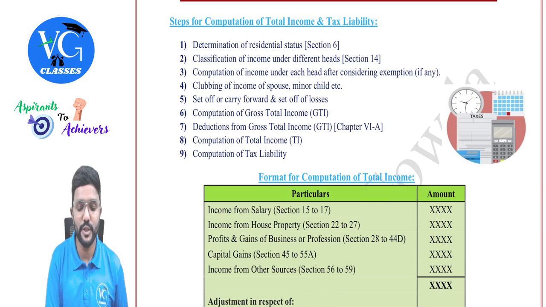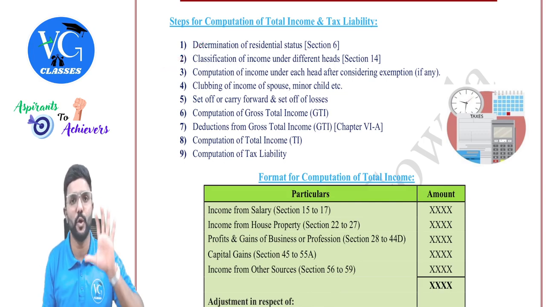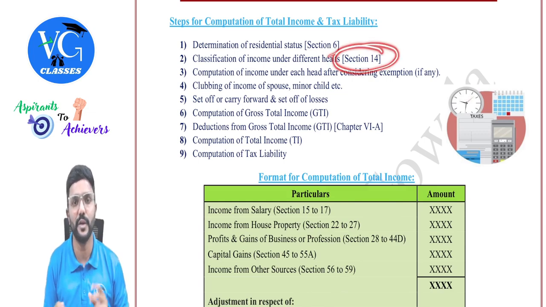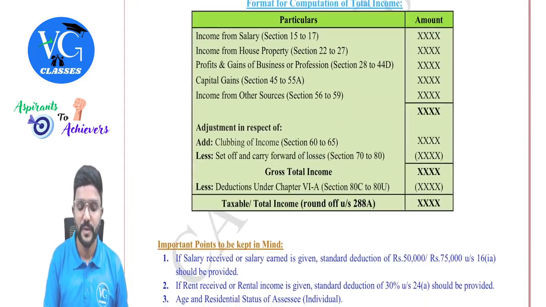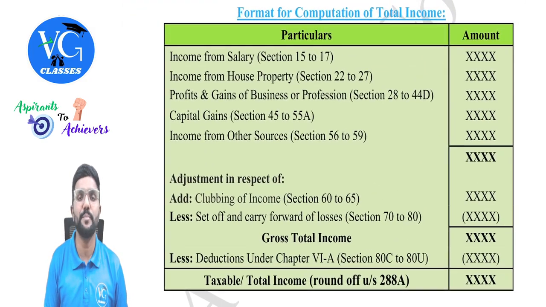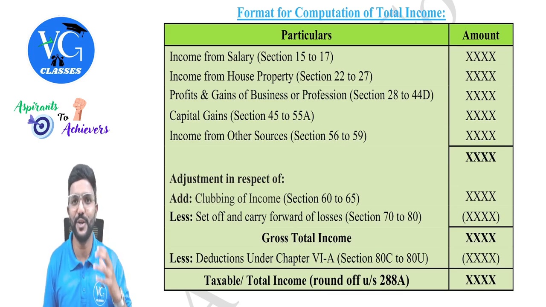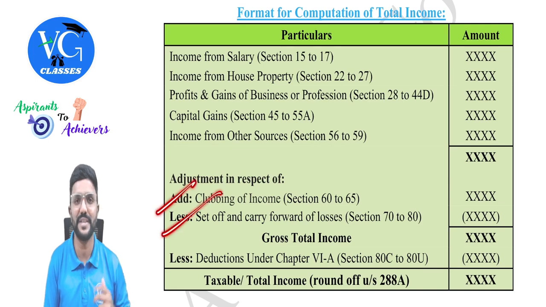Then the income has to be classified under the respective head. Totally, there are 5 heads of income. The classification is given in section 14, whereas the heads of income will start from 15, guys. So I have given you the format to compute the total income. Guys, there are totally 5 heads of income and 2 more topics, that is clubbing, losses, and also deductions.